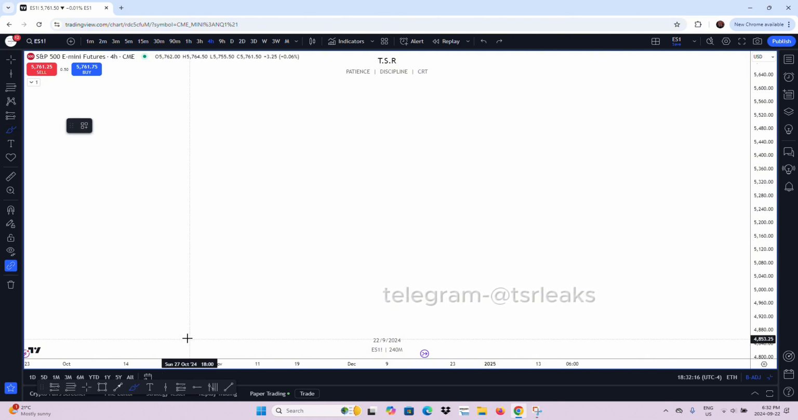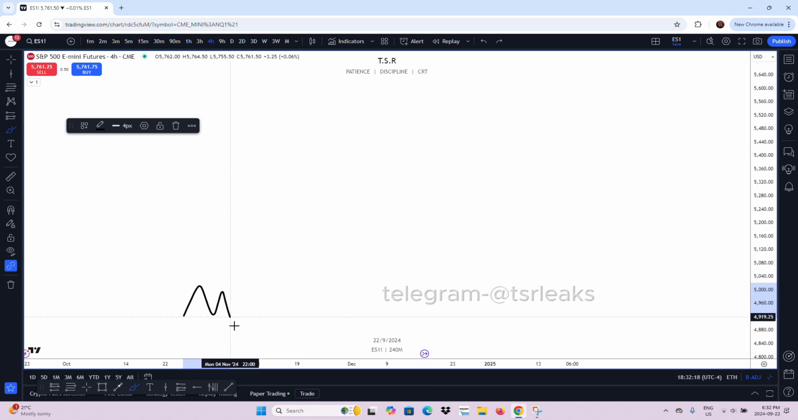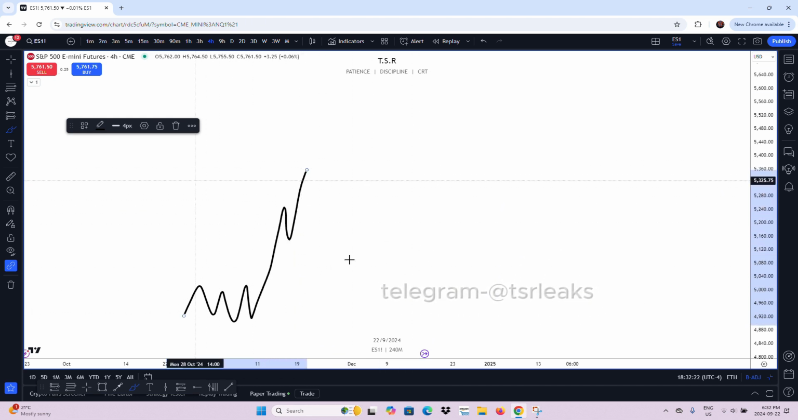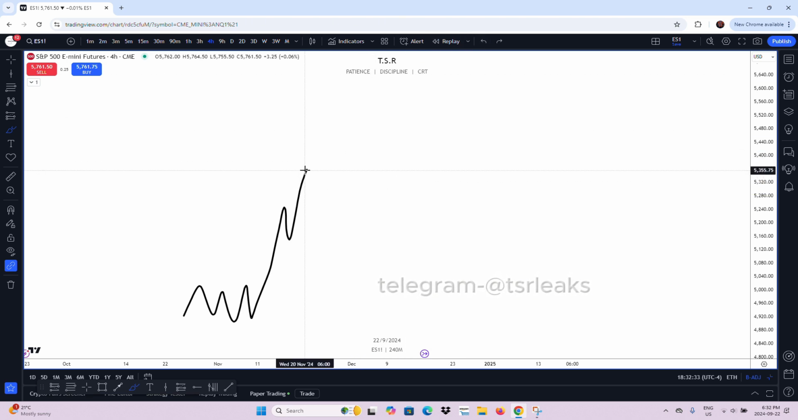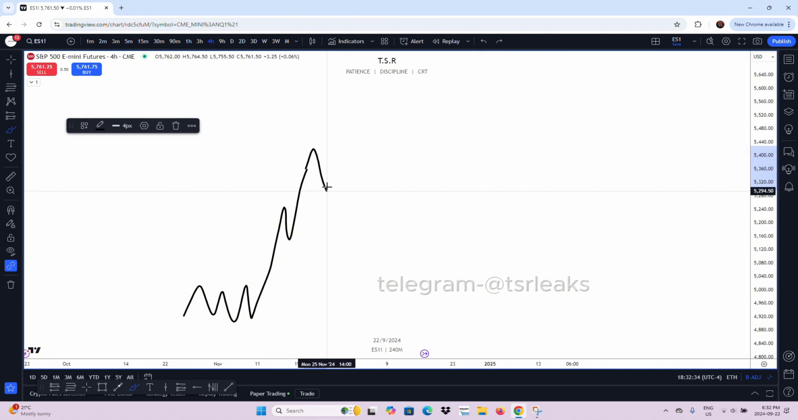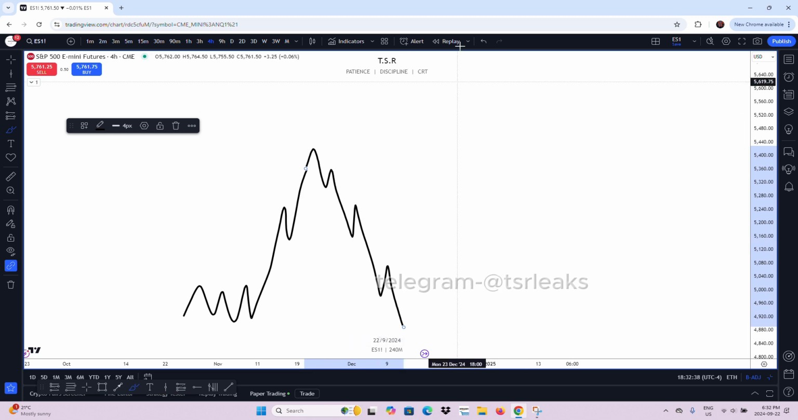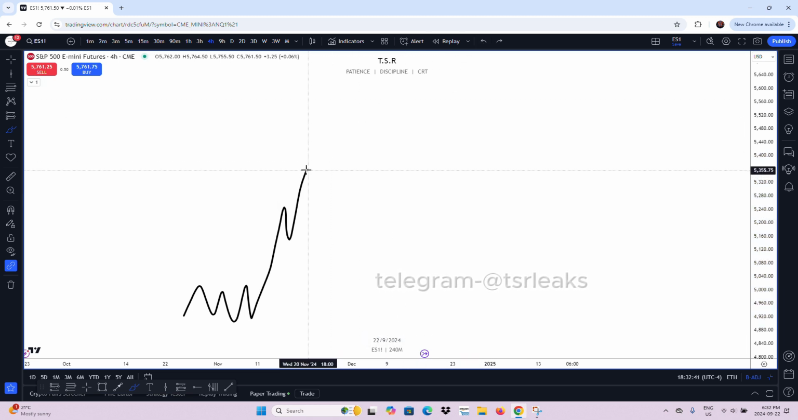So let's take a look at another example. We have the range. We have an expansion. Now what's going to come next? After the expansion, we can either see a range, or we can see a complete reversal, or we can see a retracement.